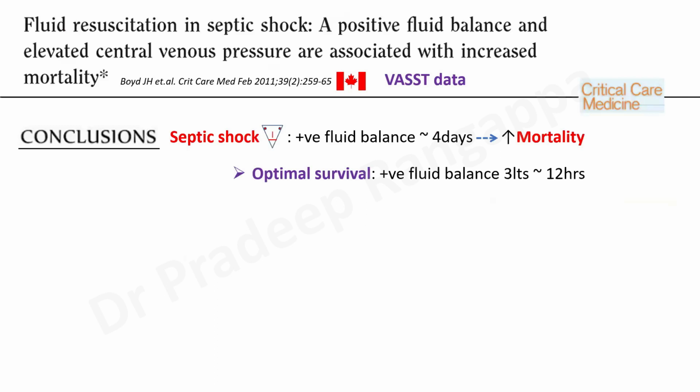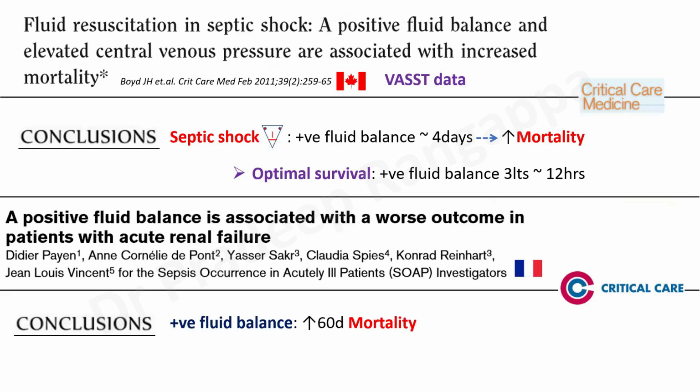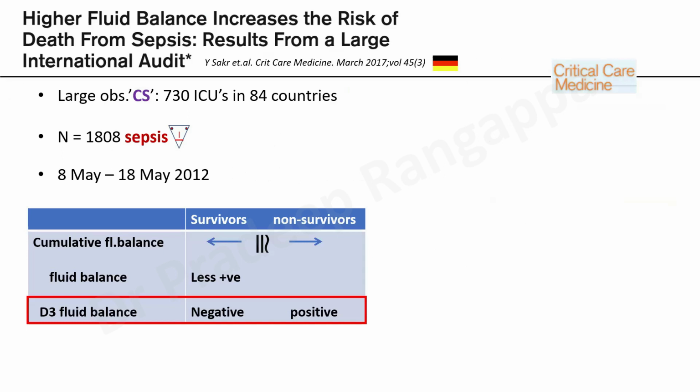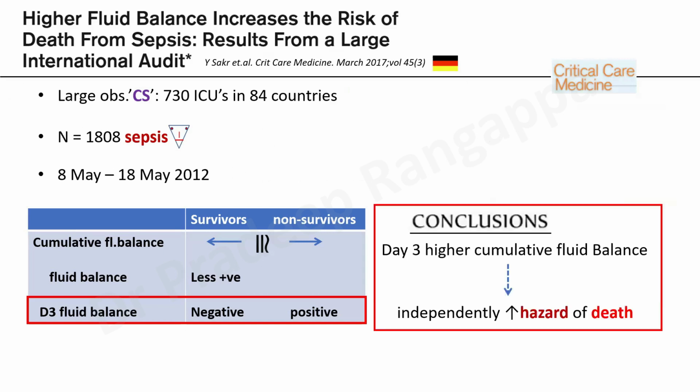Then the VAST data. Here in septic shock patients, they showed positive fluid balance at 4 days led to an increase in mortality. Then this was the SOAP investigators study, which again showed positive fluid balance led to an increase in the 60-day mortality. And early initiation of RRT to take them to negative led to better outcome. So this was another study from Germany in 1,808 patients where they showed patients with a negative fluid balance at day 3 had better survival as opposed to patients with a positive fluid balance at day 3.